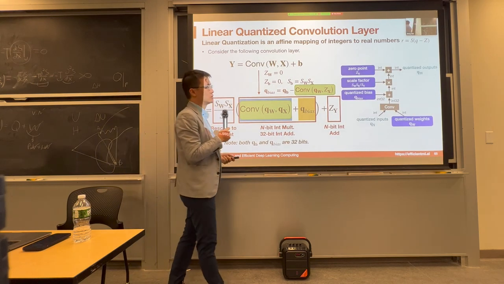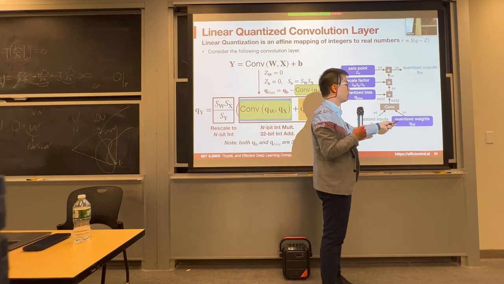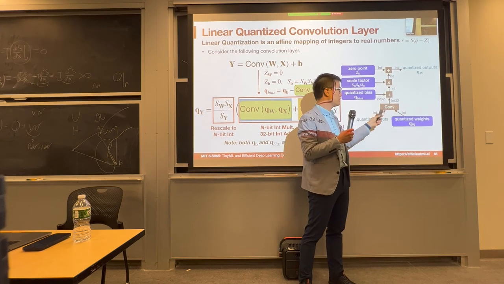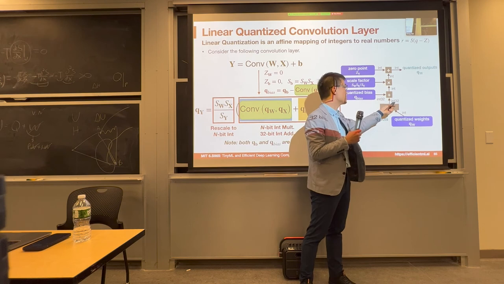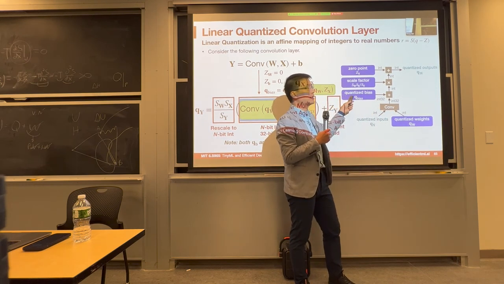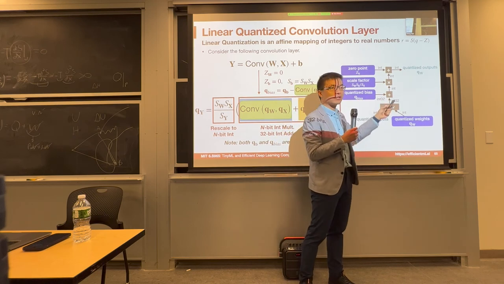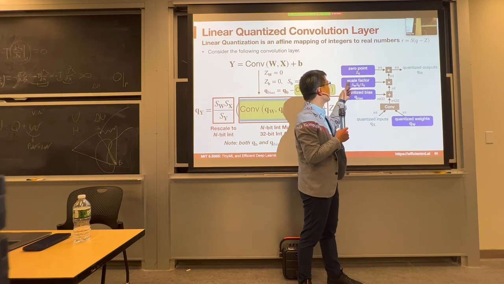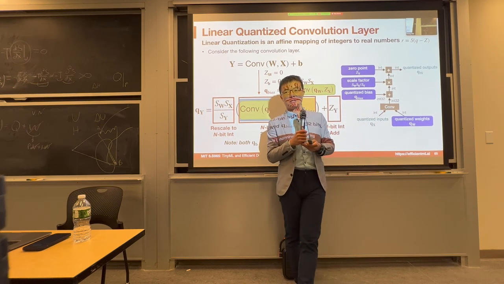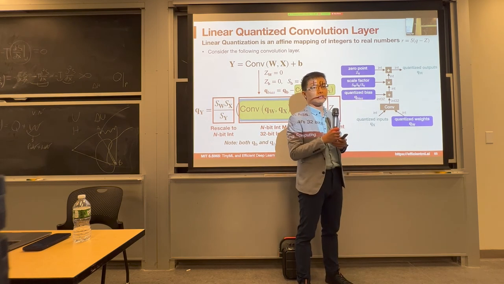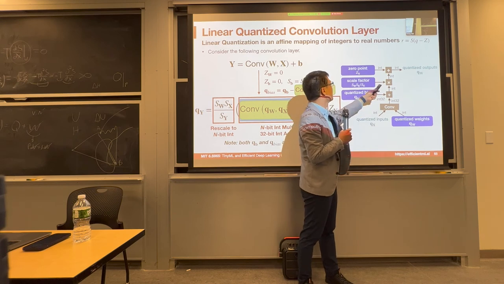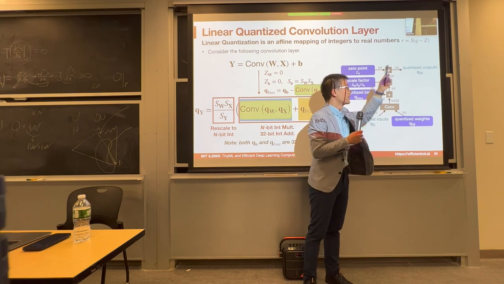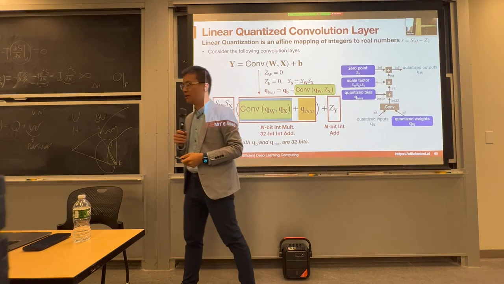So let's see the computation flow. We have the quantized inputs and the quantized weights. This is a constant. So both are integers. We do an integer convolution on top of this weight and activation. We get an integer output. We add this quantized bias and accumulate that in 32-bit integer to prevent overflow. And then we multiply it by the scaling factor. The scaling factor multiplication can also be done by an integer multiplication followed by a shift. And then we add the zero point. And finally, we get a quantized output, which can be fed to the next layer.